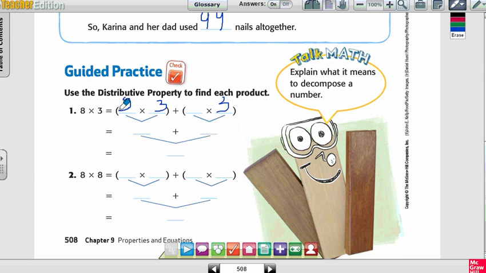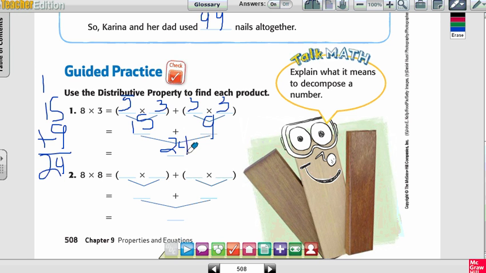So 5 times 3 and 3 times 3. Well, I know what 5 times 3 is. 15. And 3 times 3 is 9. And then I add both of those together. 15 plus 9. 9 plus 5 is 14. Put the 4 down, carry the 1. Then 1 plus 1 is 2. So 15 plus 9 is 24. So then I know that 8 times 3 is 24. All right, go ahead and do number 2, please.